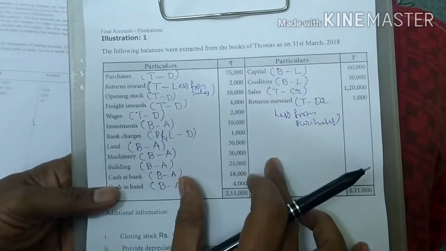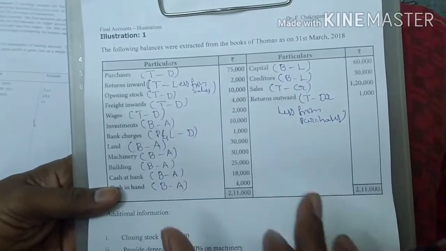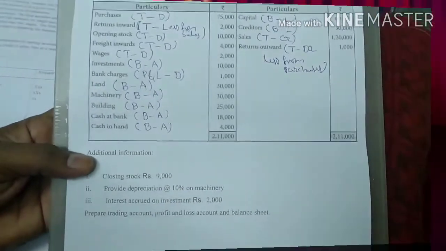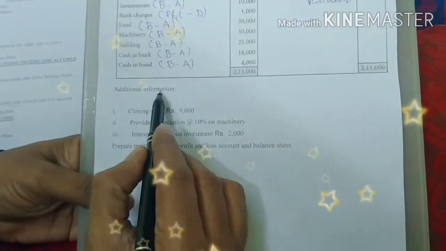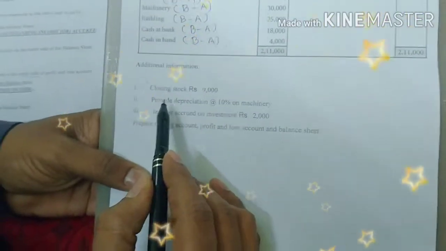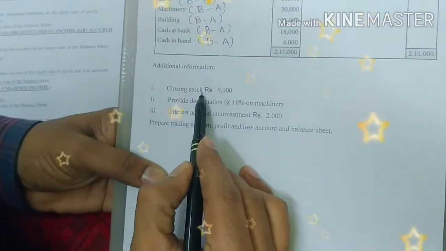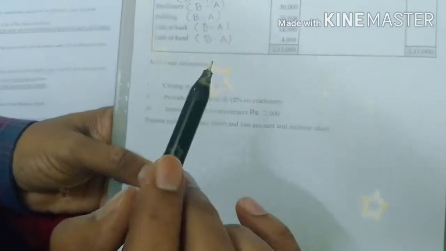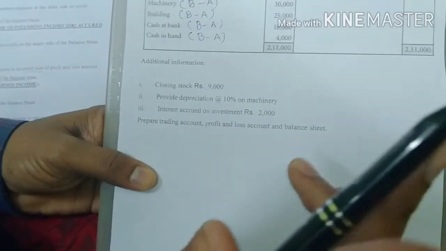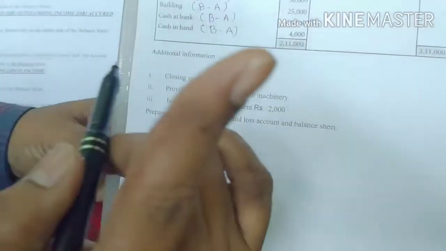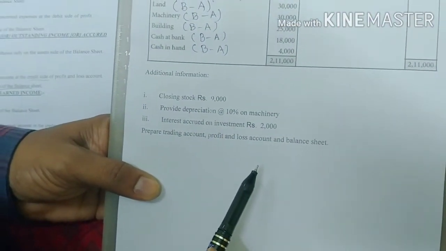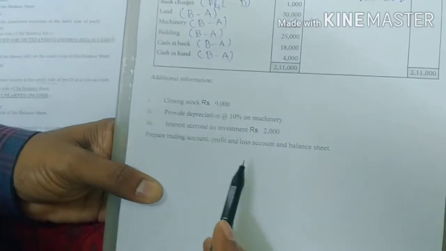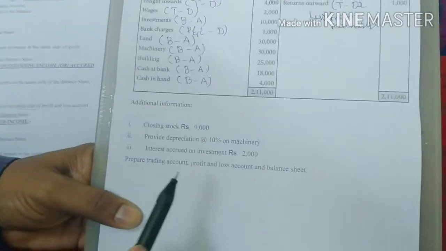Then it is very easy for us to go further. Similarly, we need to look at the additional information. Additional information should be noted two times: one is either in the trading account or profit and loss account, and another one is in the balance sheet.